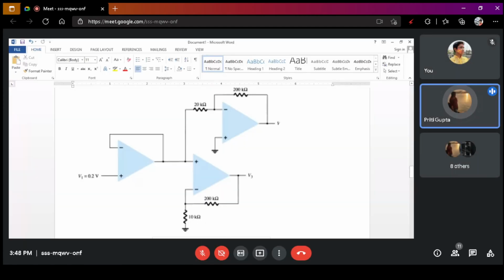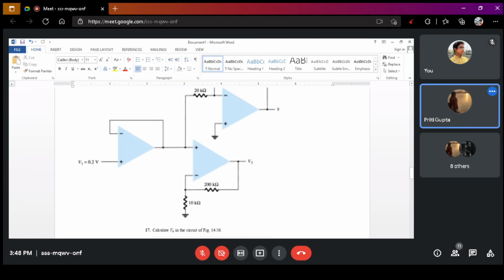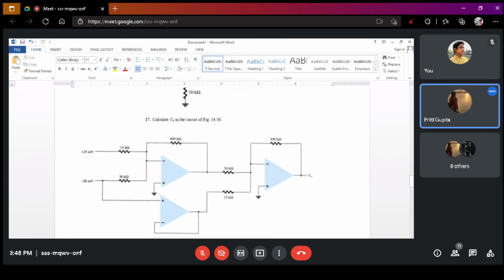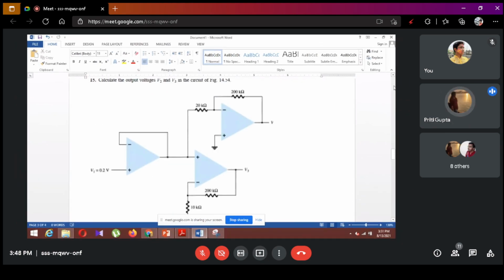Calculate the output voltage V2 and V3. Take a screenshot. This one is a voltage follower, a simple voltage follower. So this will be 0.2 volt, and then it is coming over here and also over here. Okay. You will do this one. In the next class, you will tell me the answer. And this also: calculate V output in the circuit. Take a screenshot.